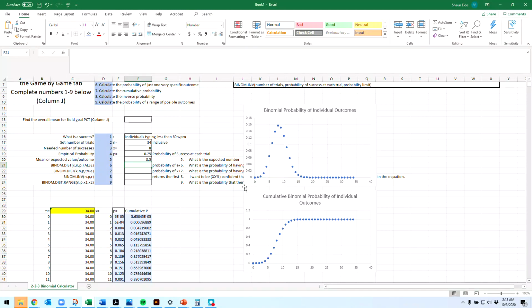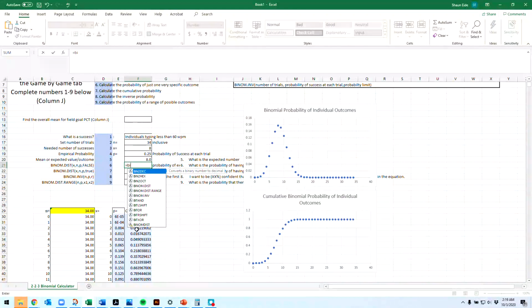This is a chart, or an XY scatter plot, but the way that I use it is as a visual of the binomial probability distribution. If you hover over this dot right here, this is the most probable outcome, and it says number 8. So we're going to put number 8. 8 is the most likely outcome. Now, if you want to check between 7, 8, and 9, you could do something like this.